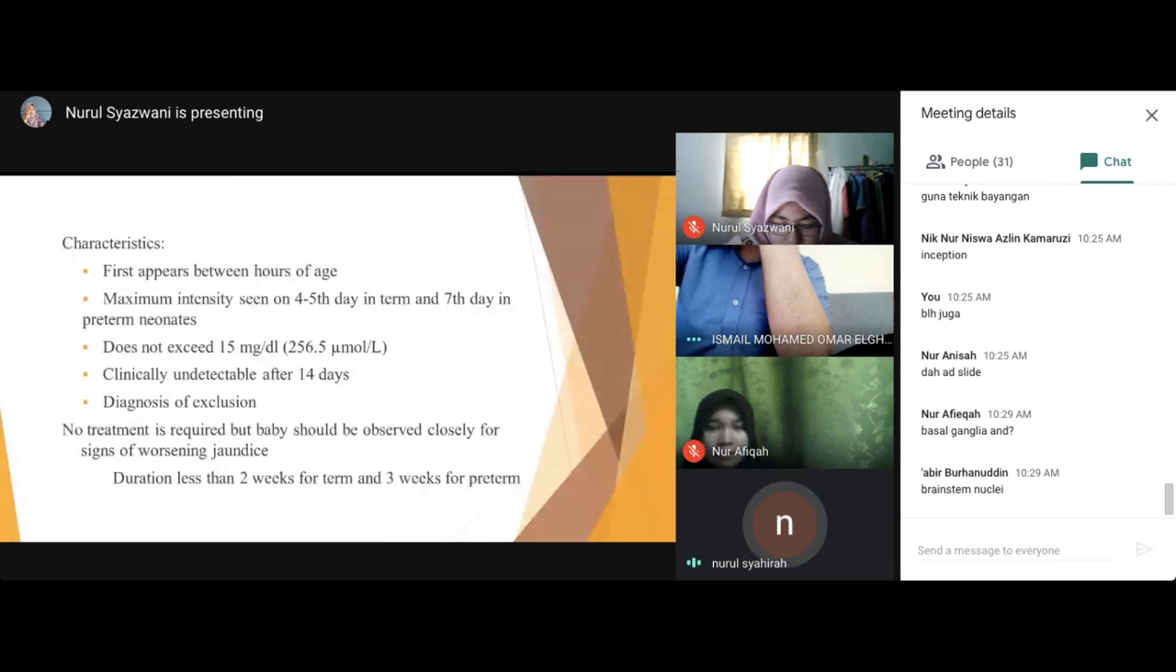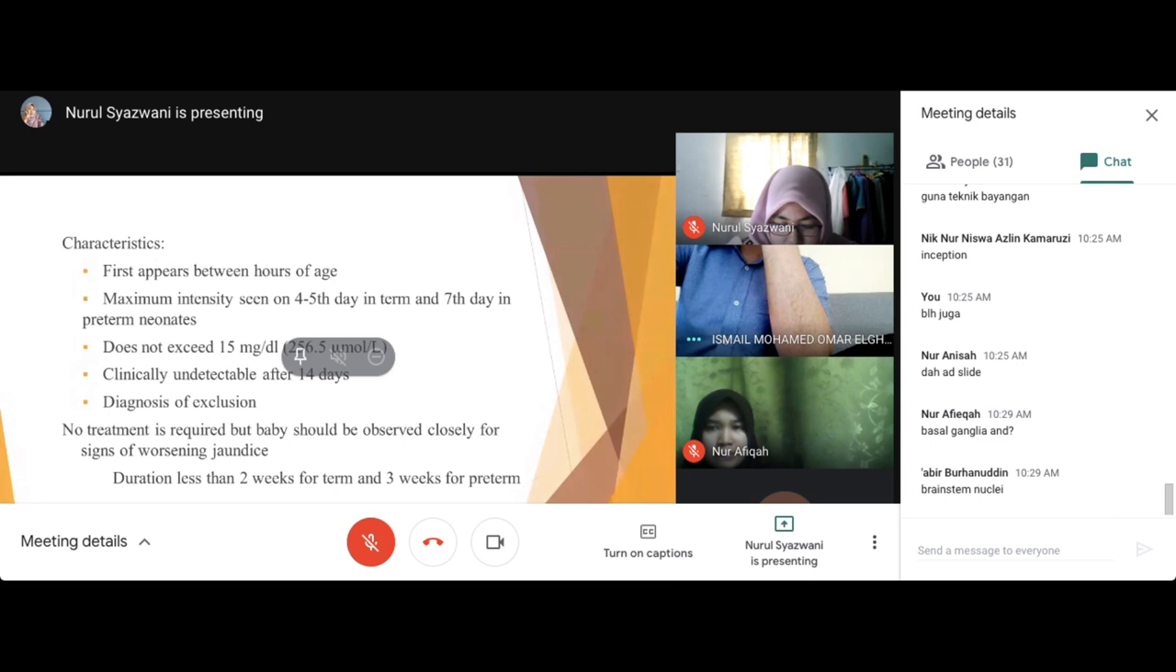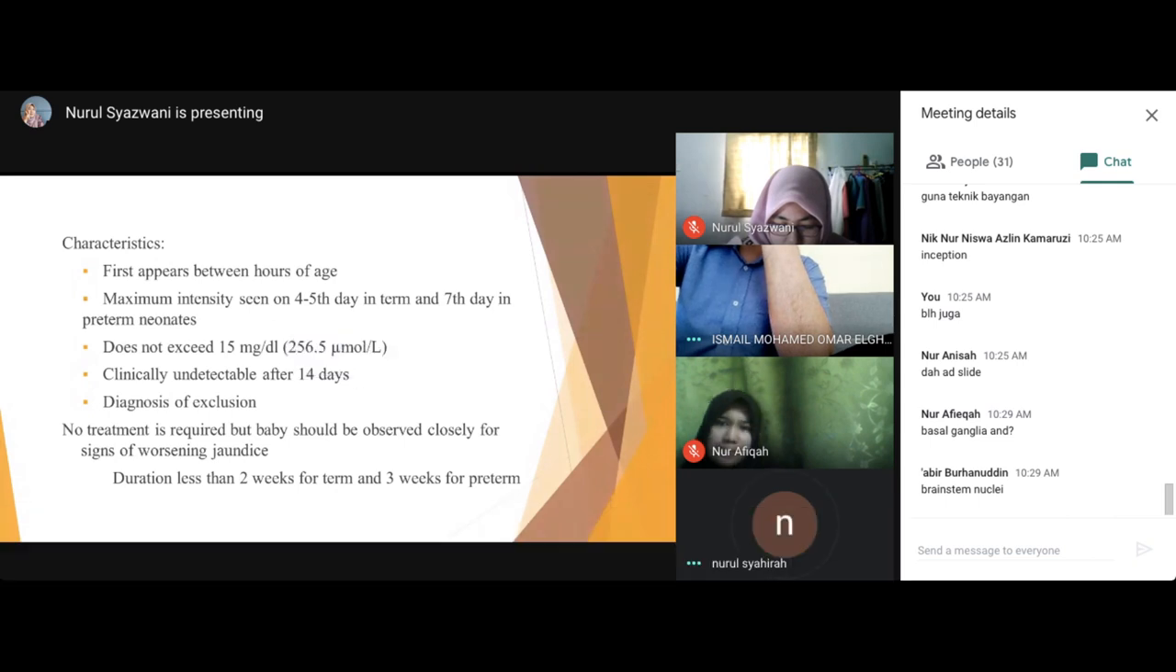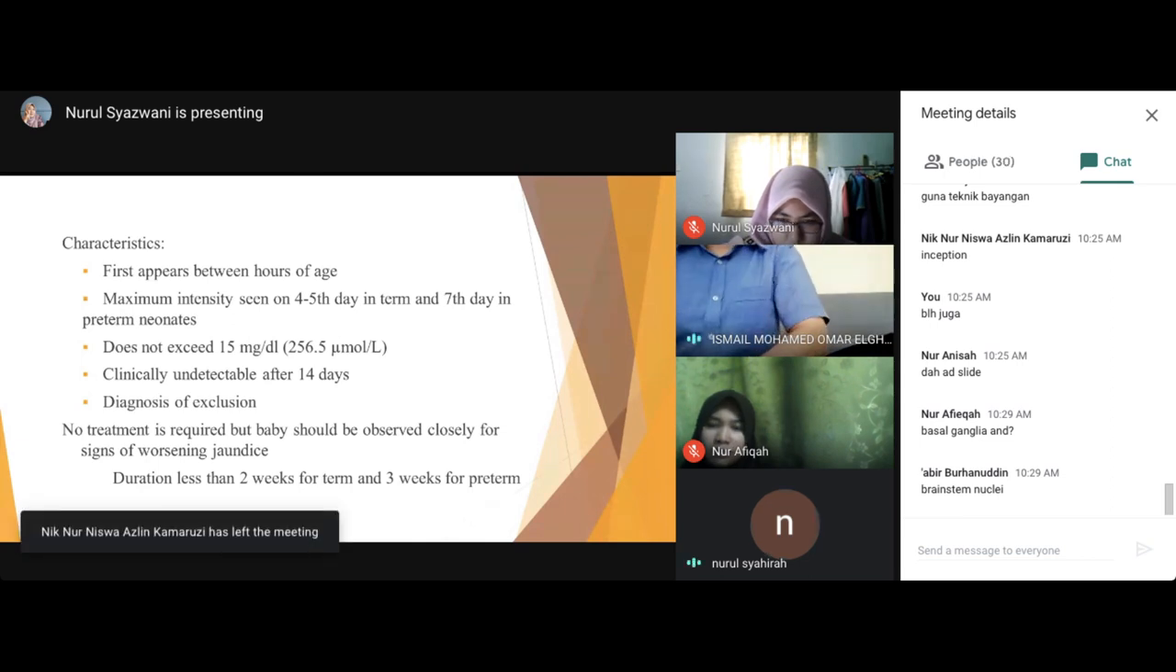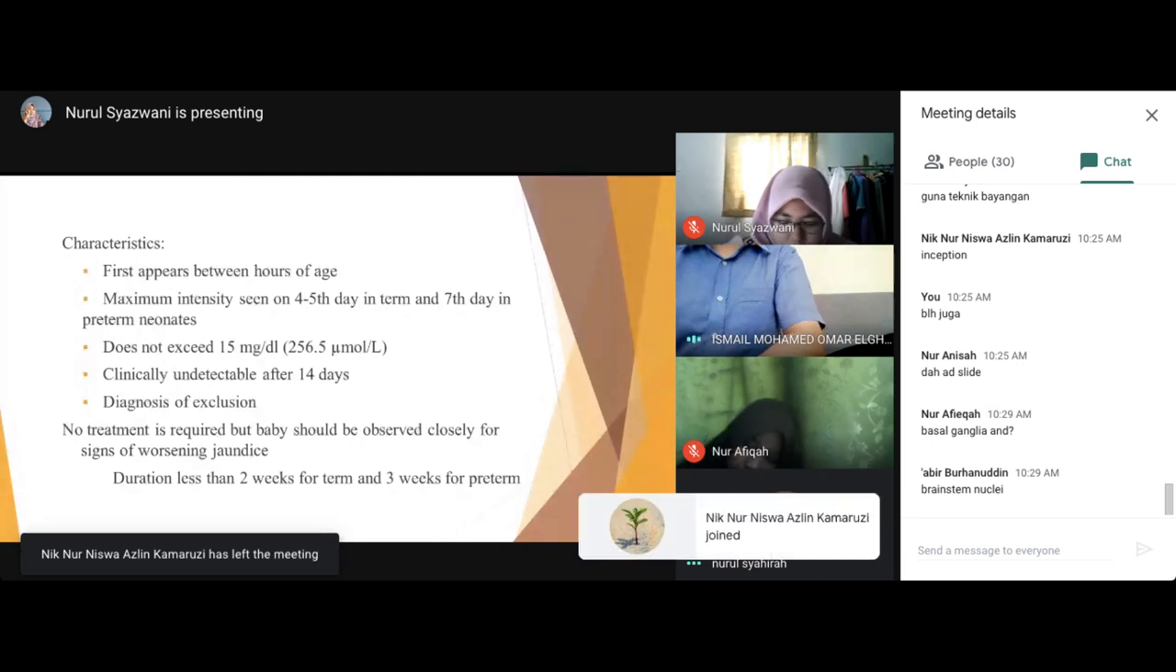Which hours do you mean? I mean more than 24 hours. It must be more than 24 hours, because jaundice within 24 hours is pathological. Usually, physiological jaundice appears on day 2, day 3, typically day 3, and disappears by day 7. It is mild and does not need a treatment. That is the physiological jaundice.